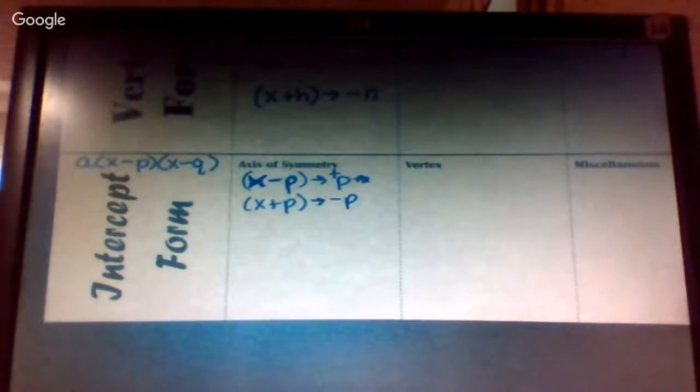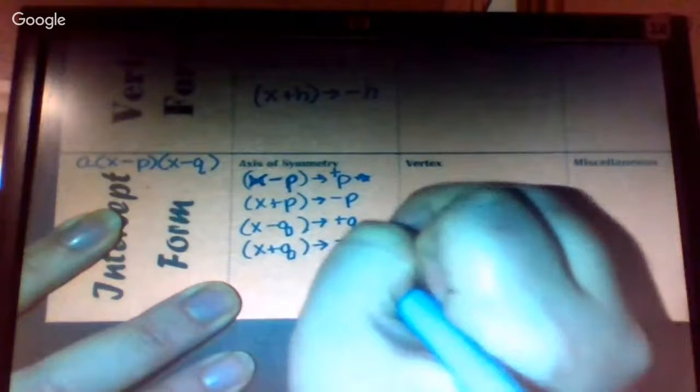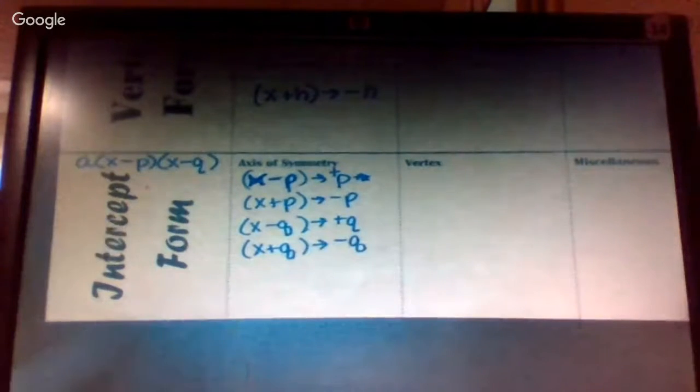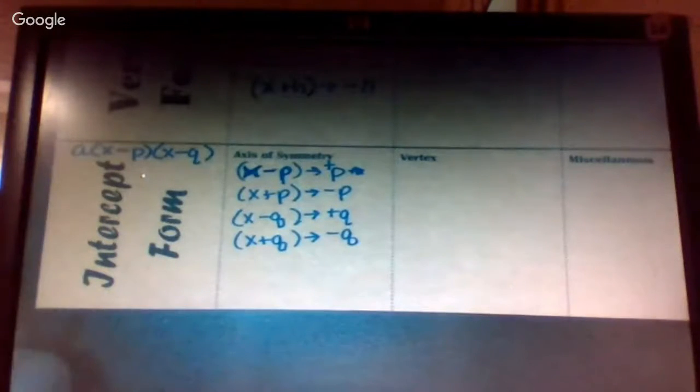Same thing goes for q. So if I have x minus q, my q value is actually positive. And if I have x plus q, my q value is actually negative. Okay. So always opposite.